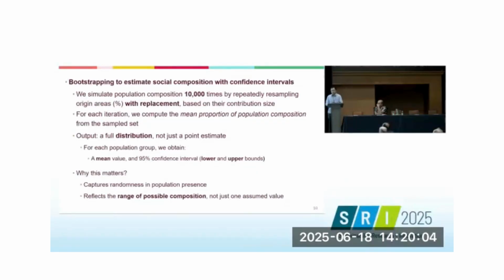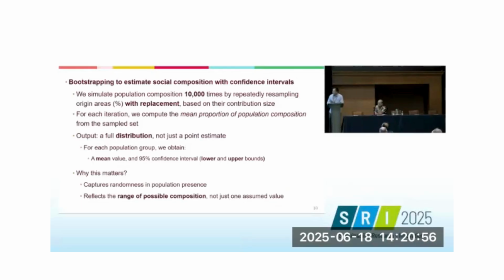I have some backup slides to show the formula, but I'm more than happy to discuss it during the discussion section. The general idea is that we simulate the population composition over 10,000 times by randomly resampling the original areas with replacement. It's like we have a bag with many marbles of different colors. Some colors have more quantity, others less. Each time we take out a marble, and then we put it back. The marbles in this example are the percentage of a specific social composition in the home area.